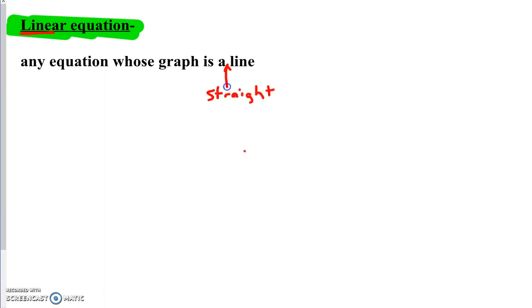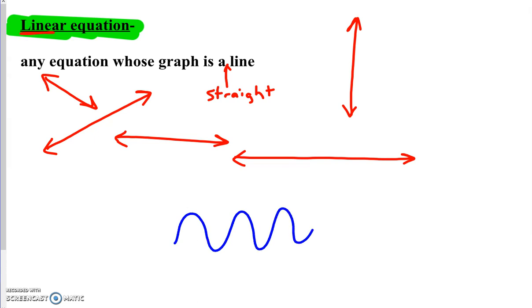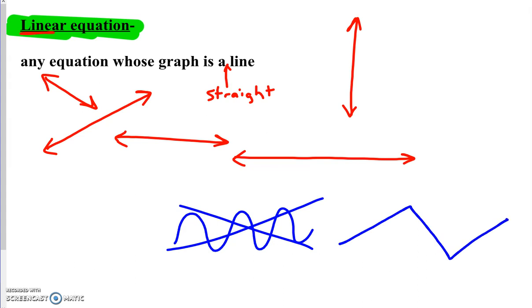A straight line sometimes will be horizontal and sometimes will be vertical, but most likely when we're working with linear equations, your straight lines are going to be diagonal. And it doesn't matter what steepness they have. A straight line cannot be curvy like this. That doesn't work. A straight line cannot turn corners like that. A straight line has to just be straight. It can be up and down, it can be left and right, but most likely it's going to be diagonal for us. So, linear equation.